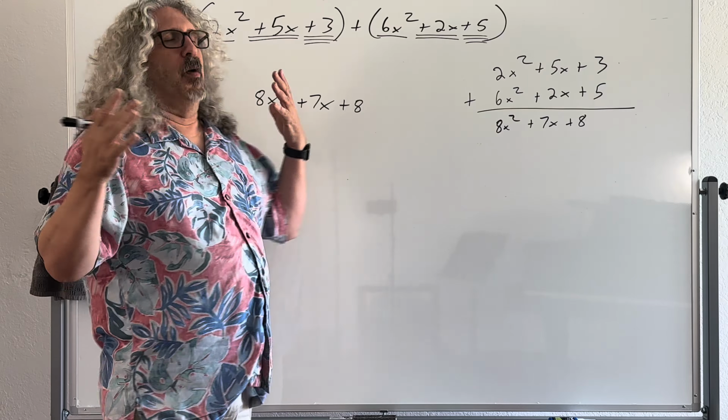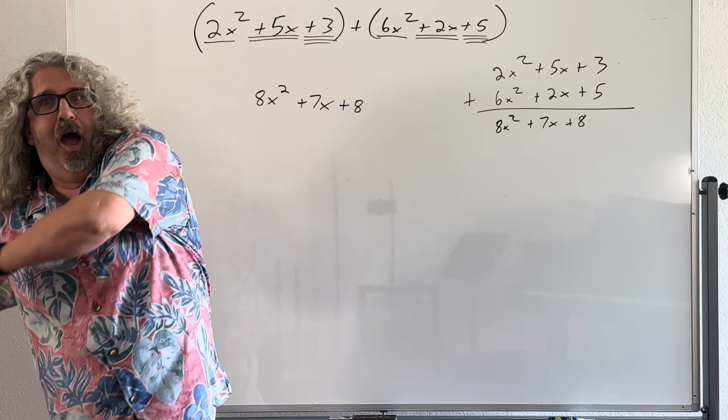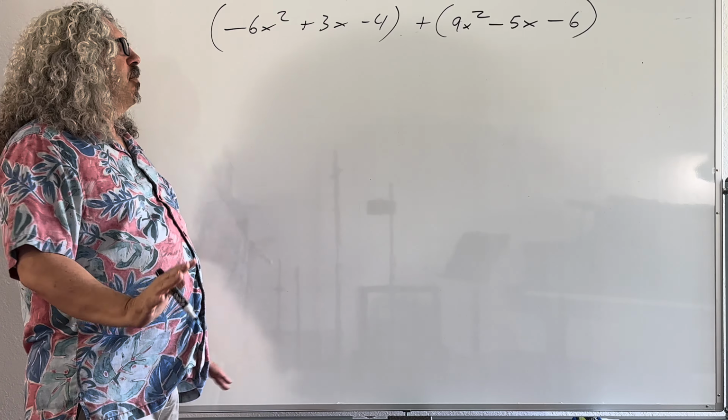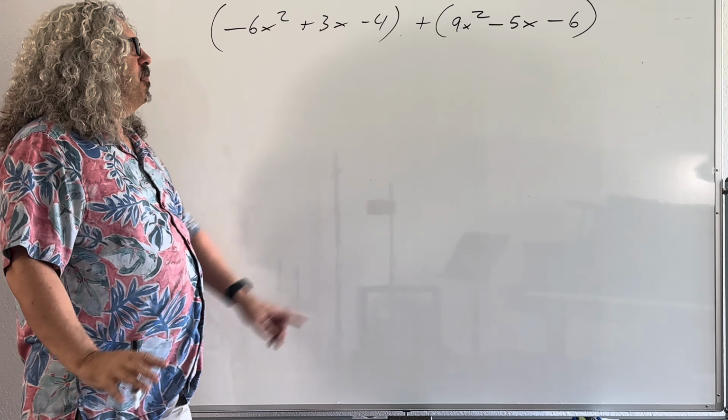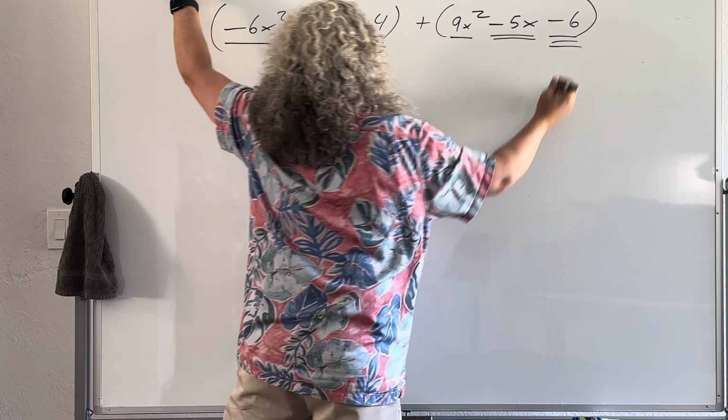All right, cool, but what if I start throwing in negative signs? I don't know. Let's put one on the board. All right, so here's a problem right here. Now, what's great about this is there's a plus sign in between them, so I know I'm adding them together. I'm not going to do the up and down. I'm just going to do the left to right, okay? So I see a negative 6x squared, and I see a positive 9x squared. Those are the like terms. This is a positive 3x and a negative 5x. And here I have a negative 4 plus a negative 6.